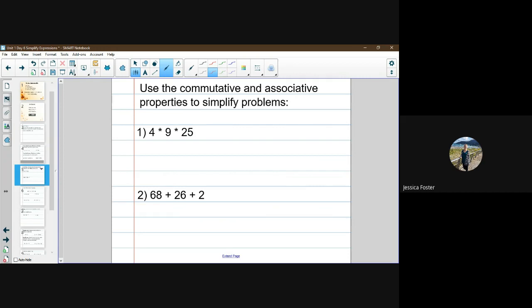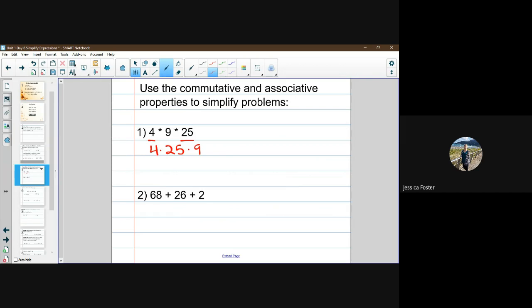Noticing here, I have 4 times 9, which would be 36, and then I have to do 36 times 25, which is going to take me a little bit of effort, or I'm going to have to grab a calculator. Versus if I look at 4 times 25, and then times 9, think about it as having quarters. Think about having 4 quarters, 25 cents each. If you have 4 quarters, how much do you have?